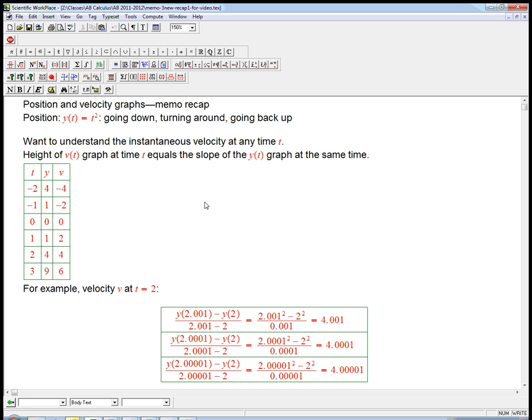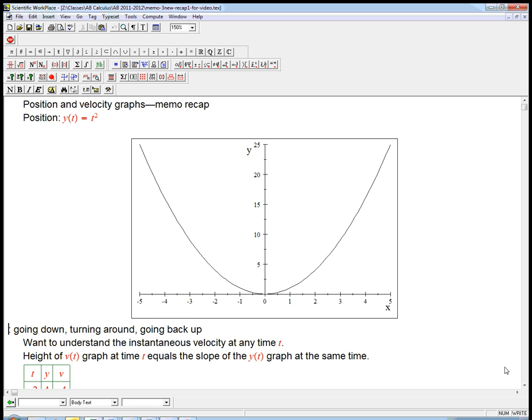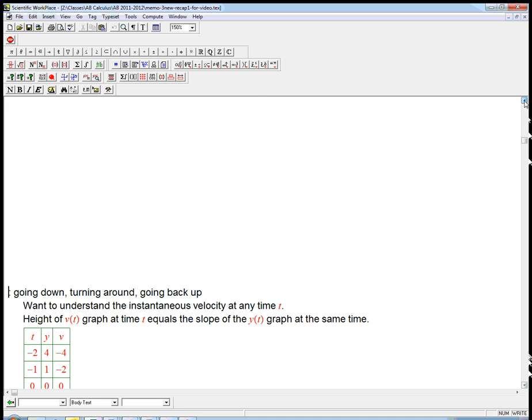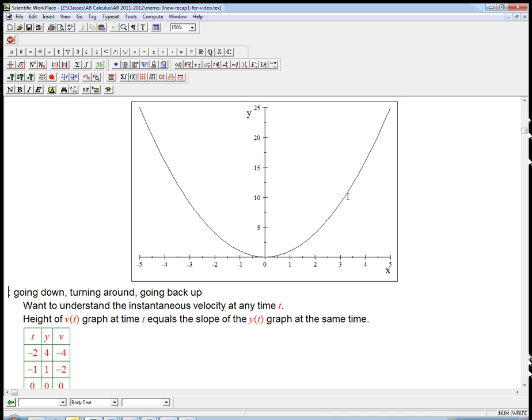Here's another recap of what we've been doing with the third memo. Remember that from the last recap, we started out with y of t equals t squared, something that goes down, turns around, and goes back up. Here's the graph of that thing. And the velocity then looked like that: negative, 0, positive. And we weren't sure exactly what that was.